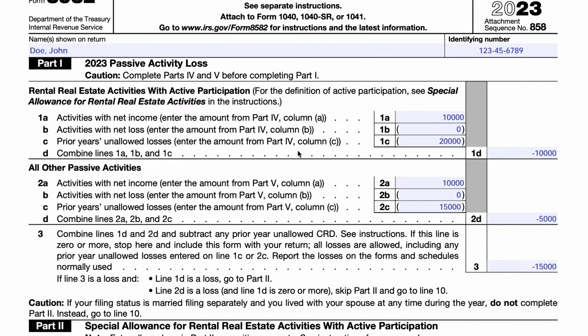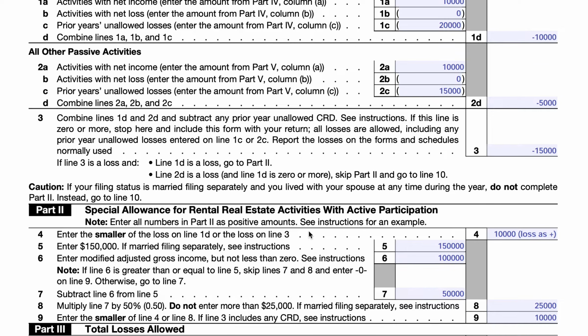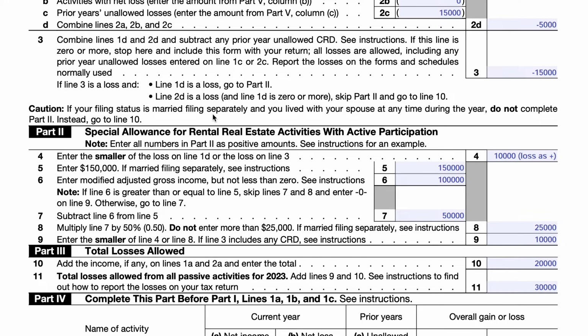As we'll see later, part 4 and part 5 are very similar, except part 4 is a specific carve out for rental real estate activities with active participation. Part of the reason why is because in part 2, you actually calculate a special allowance for rental real estate activities with active participation. And then everything else that's considered a passive activity loss goes into another section and is not eligible for the special allowance. In part 3, we'll calculate the total losses allowed.